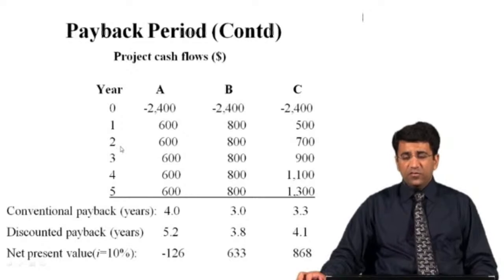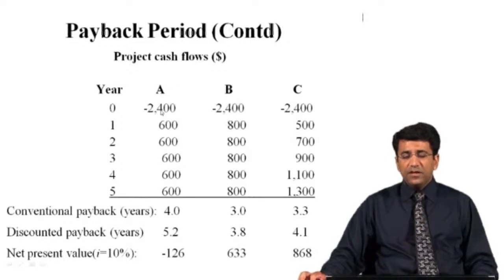Similarly, the amount of revenue to be generated after the second, third, fourth and fifth year for the different projects A, B and C are given in this particular table. Now students, how can we calculate the conventional payback period? Let's discuss this conventional payback period.